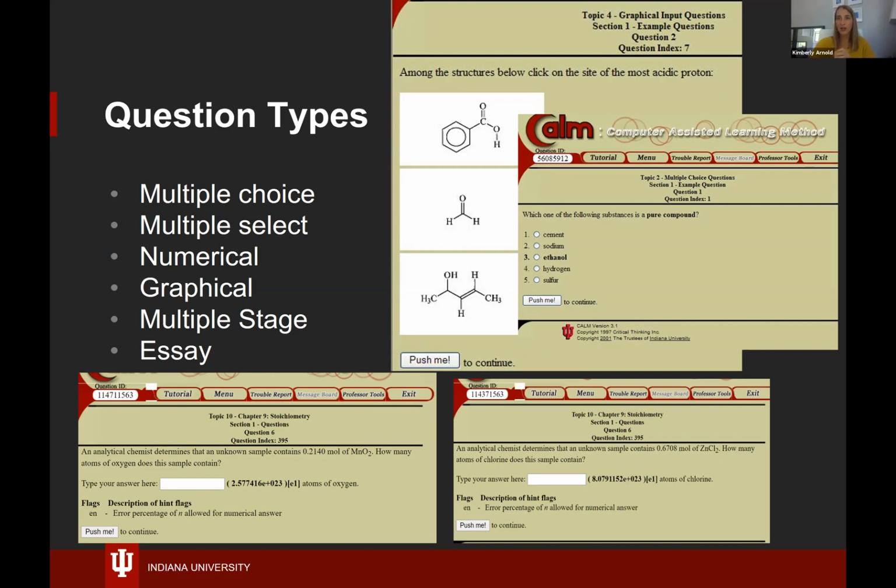And so if you see a mistake, at the top menu there is a thing that says trouble report. You, as the instructor, or even your students, can fill this out and say, hey, on this question, and always reference the question index number, this should be this or this.